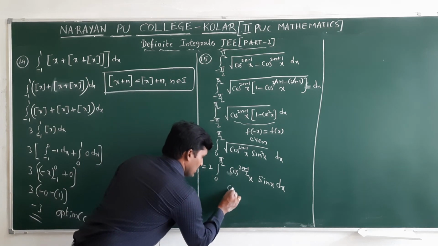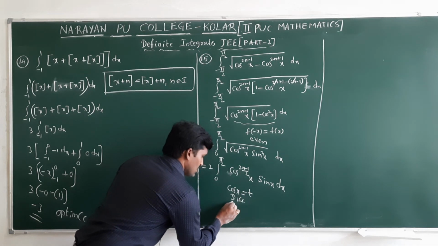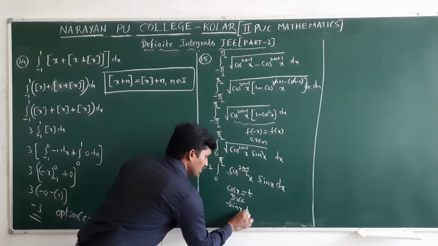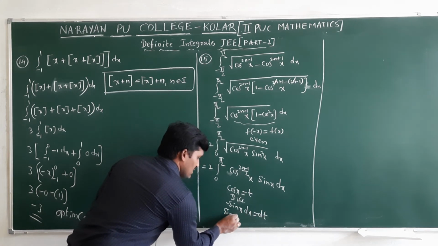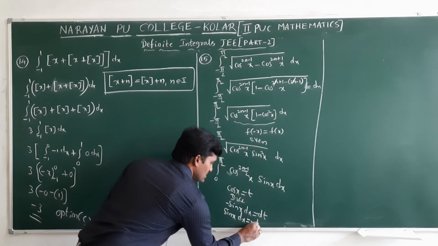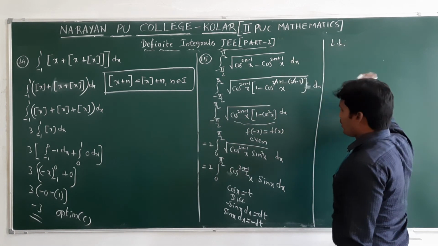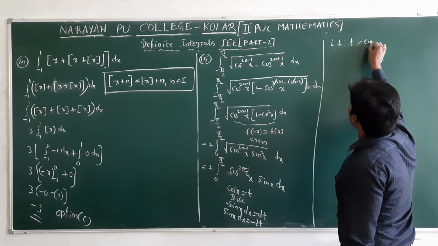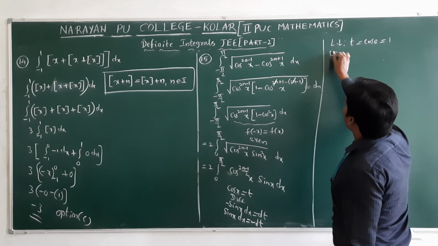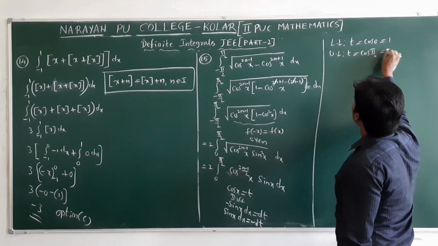That's why I can take here cos x is t. Differentiate this, that is minus sin x into dx equal to dt. From this, send the minus to that side: sin x dx equal to minus dt. Now here we need to change the limits. Lower limit, what is the lower limit? 0. t is equal to cos 0, cos 0 value 1. Upper limit, t equal to cos pi by 2, that is 0.